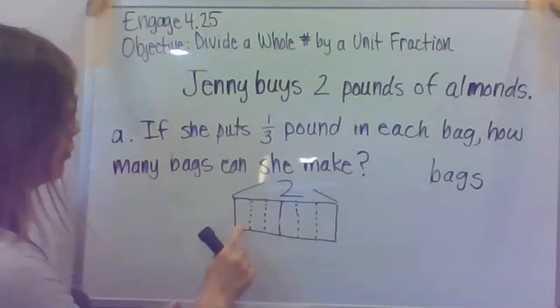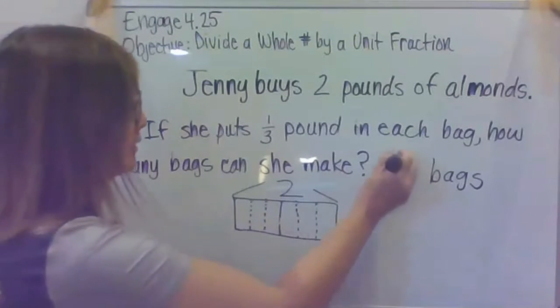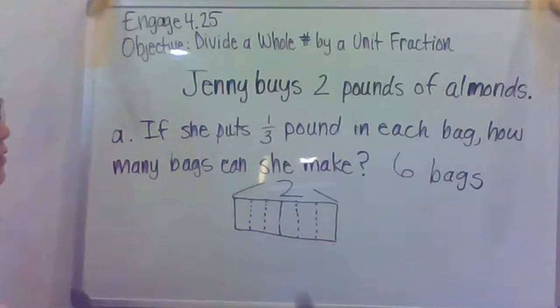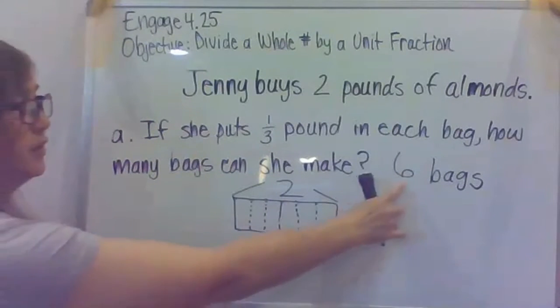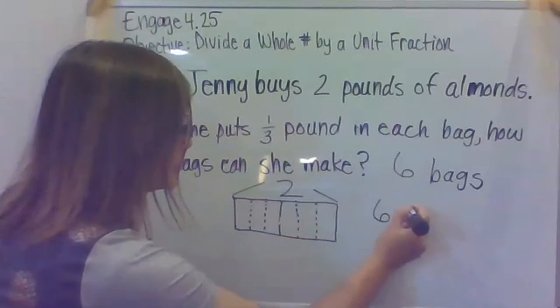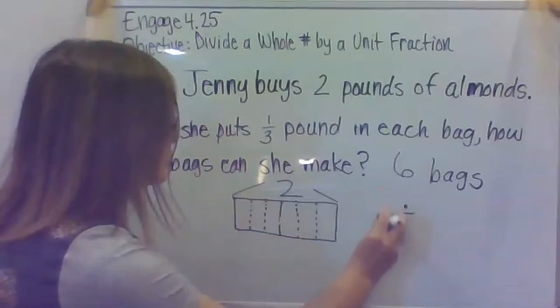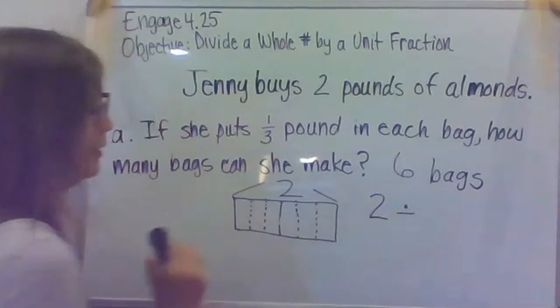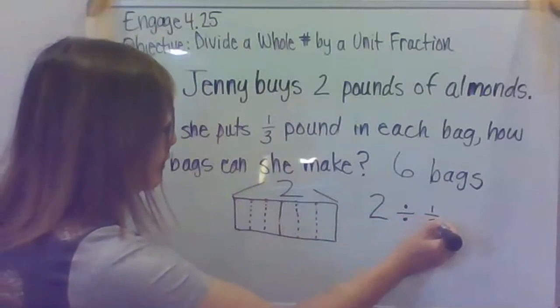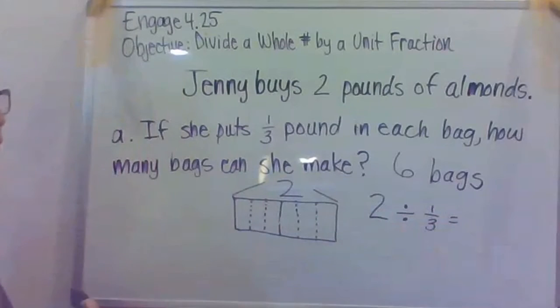So as a total, I have 1, 2, 3, 4, 5, 6. I can get 6 bags, and each of them are 1/3 of a pound. So how many 1/3 pound bags can she make? She can make 6 of them. So that math equation would be 2 whole pounds divided into 1/3 increments would get us what?